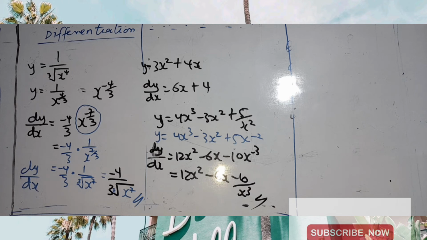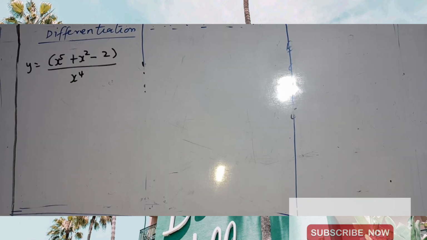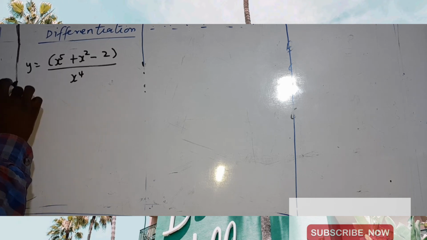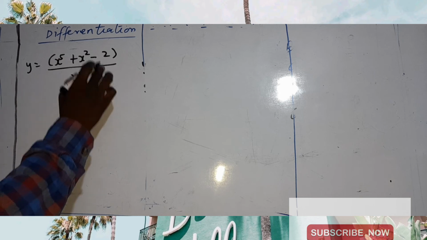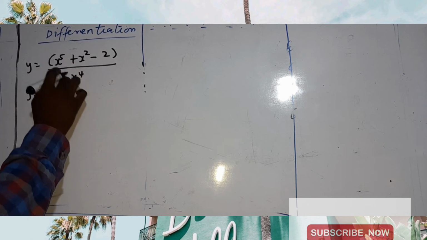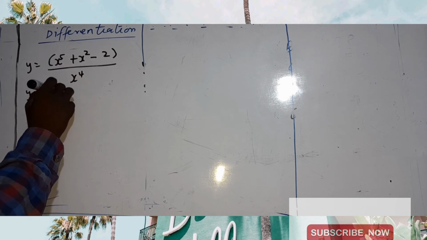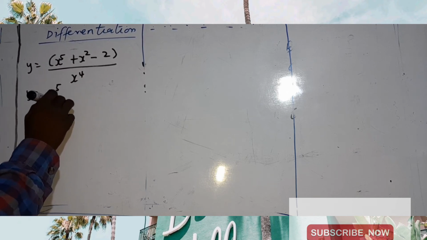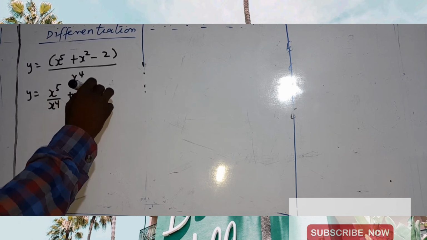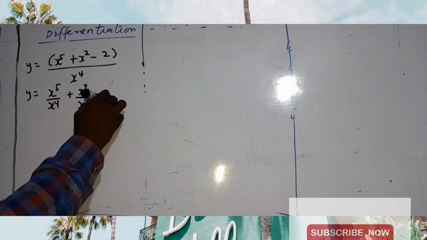So we are looking at the rule: power down, power minus 1. Okay, so let's look at this question where we have to differentiate this one. It's also very simple. First of all, make sure you make it linear before you start. This is the denominator here. So what you're going to do is separate this one by one. Is that okay? So you're going to have x power 5 divided by x power 4, plus x squared over x power 4, minus 2 over x power 4.